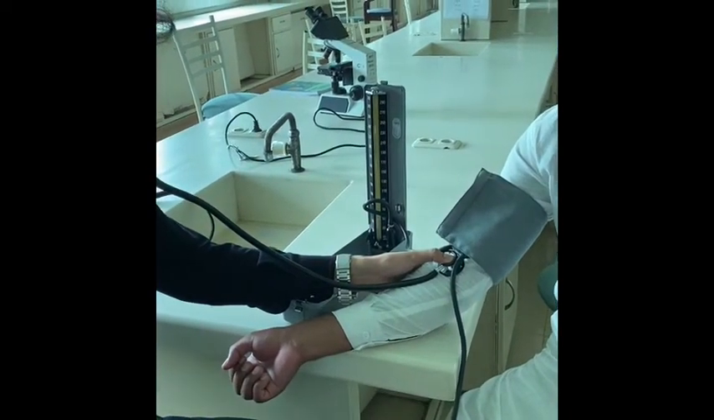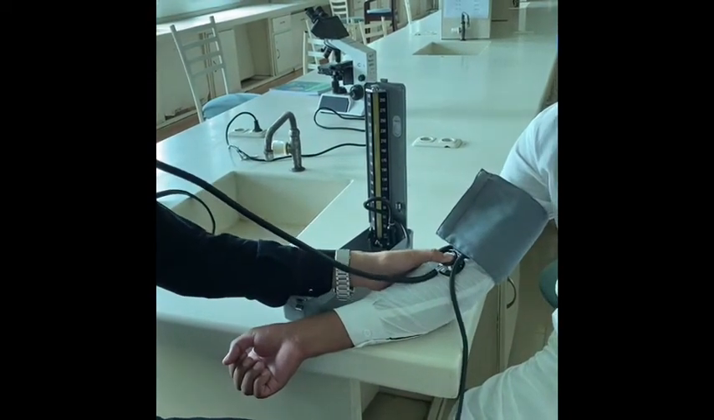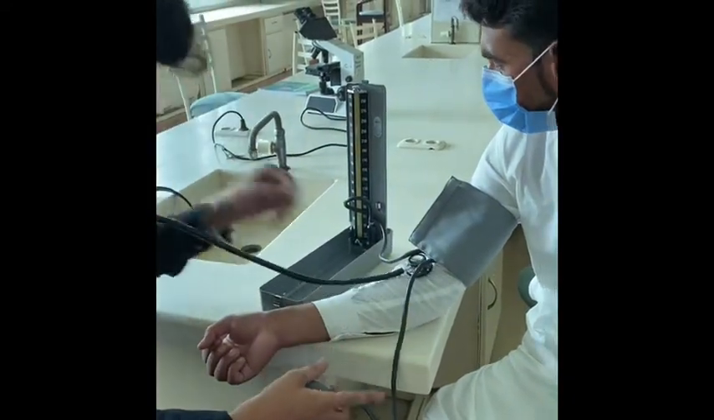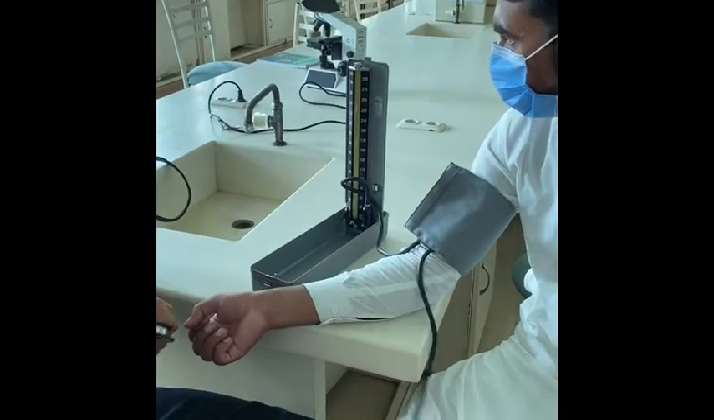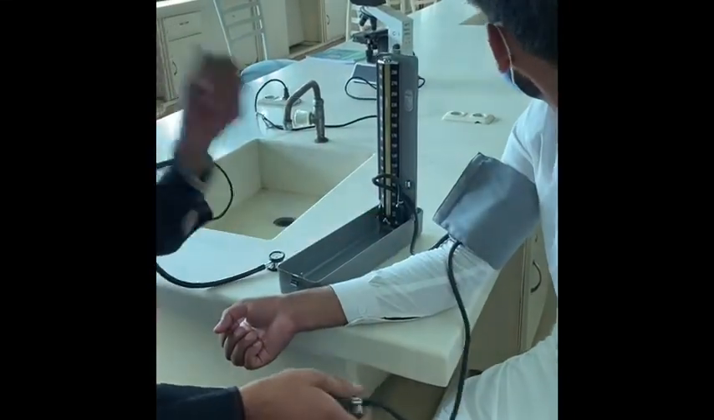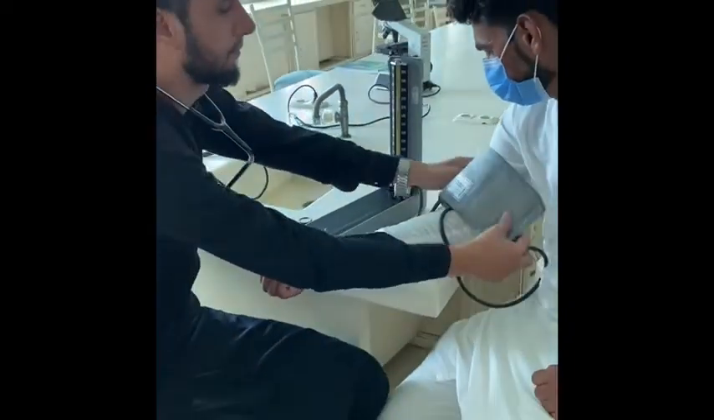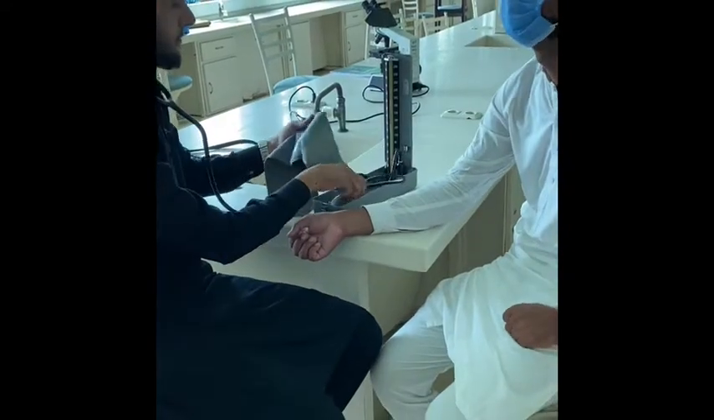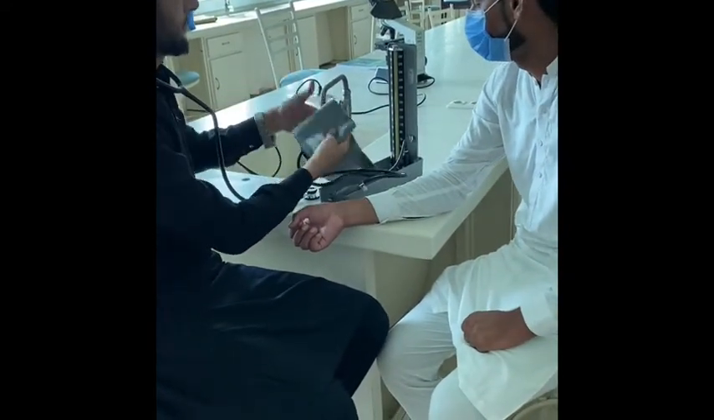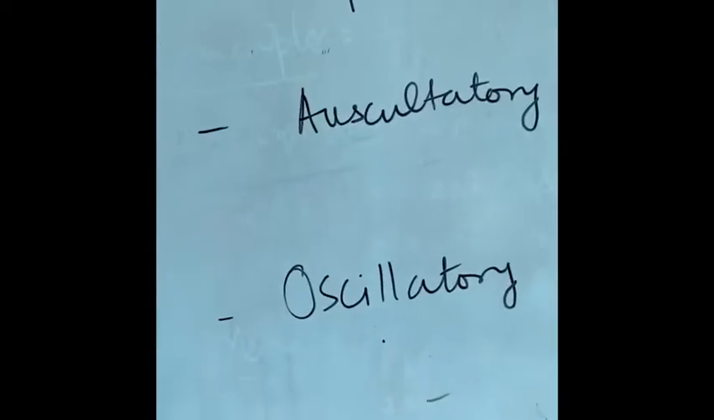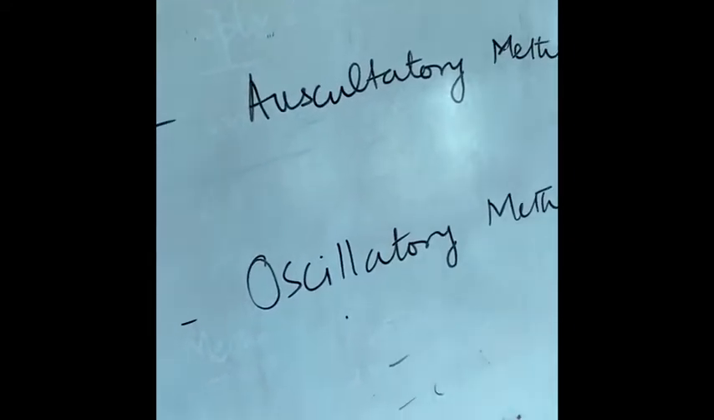After that, the sounds will change in character, and finally they will be muffled. That will be the diastolic pressure, and after the muffling, the sounds will disappear suddenly. This change of sounds between the appearance of systolic and diastolic pressure is called the Korotkoff sounds. These are due to the jetting effect of the blood when it passes through the partially occluded blood vessel.